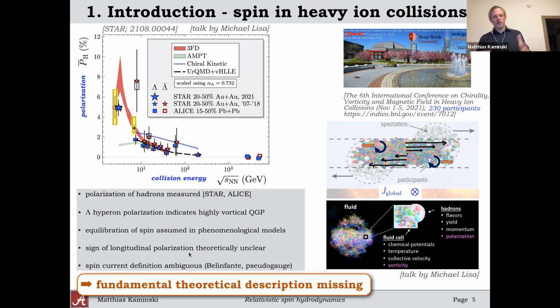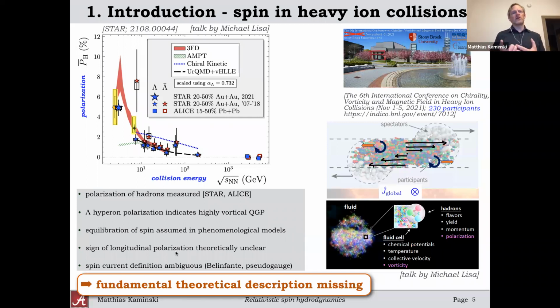So if you look in this collision here, this is the beamline, and if you now look at the transverse plane, transverse to the beamline, you can identify different sectors of polarization. And if you use these models, then they get the sign wrong to begin with.